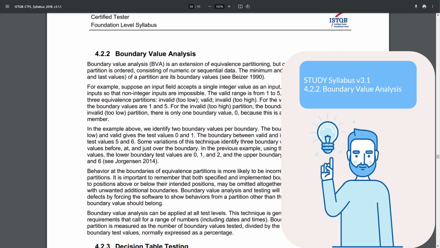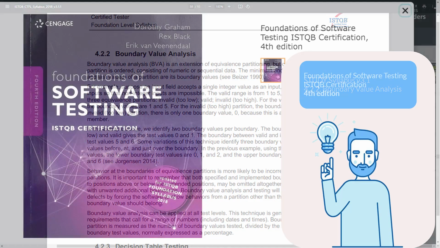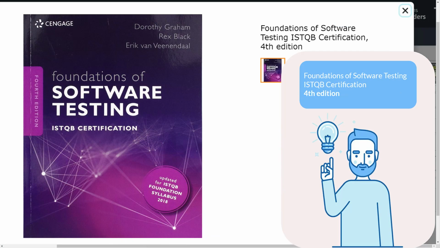In addition, we advise you to read the same section in the previous version of the syllabus version 3.1. It has several examples with explanations of the test design technique. Additionally, you can read information about the BVA in the book Foundations of Software Testing ISTQB Certification by Rex Black. This is one of the authors of the exam, and his explanations will be very helpful.